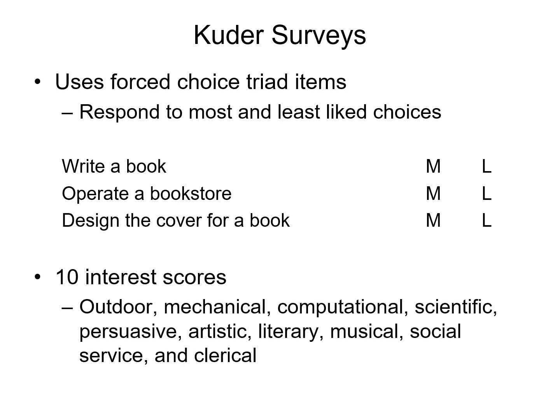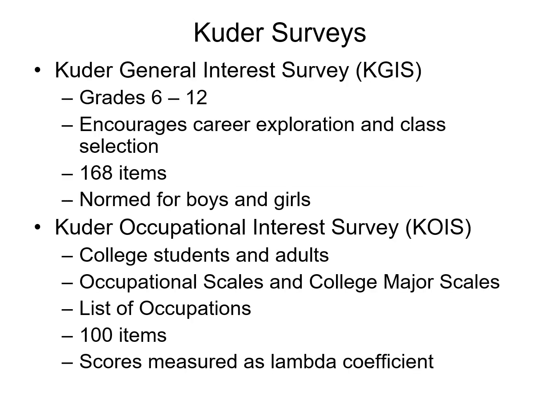So it's trying to mix both broad interests, like the Holland does, with a little bit more specific information of what kind of careers would make the most sense. Again, there are different forms of the Kuder survey. There's the Kuder General Interest Survey, the KGIS, typically used in grades 6 to 12. It encourages career exploration and class selection, has 168 items, and has been normed differently for boys and girls to give the same response possibilities based on how they respond.